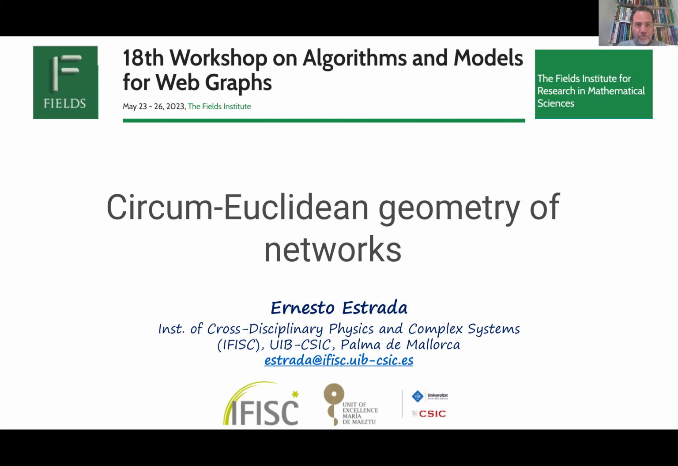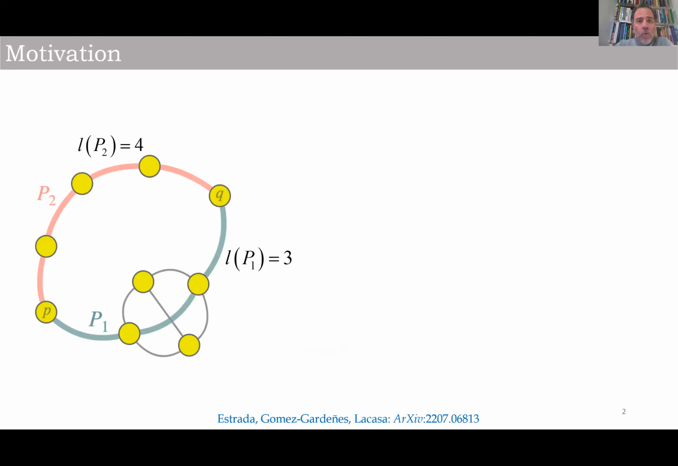So let me start this talk with one particular, very simple experiment. We have this simple graph here, and I have marked in two colors two different paths that I will call P1 and P2. It's very easy to realize that P1 is the shortest path for this particular pair of nodes, P and Q. And P2 is a relatively longer path connecting the same pair of vertices.